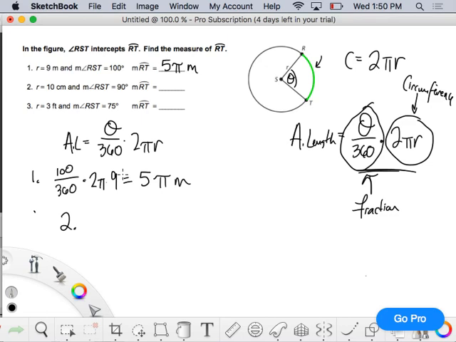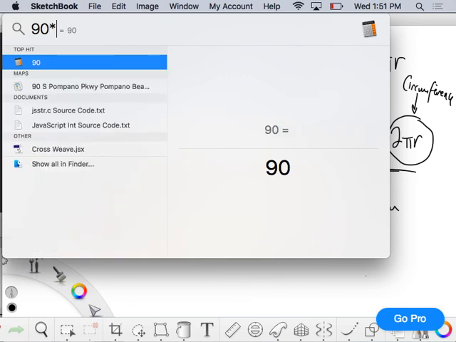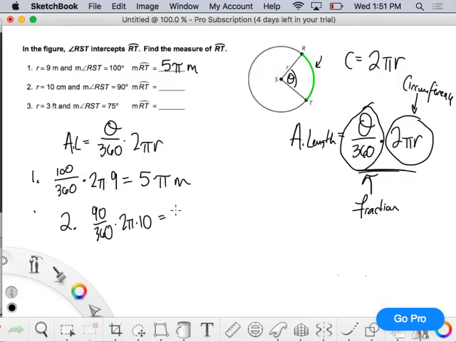All right. So, how do we do this? Theta is 90 degrees. 90 over 360 times 2 pi. Radius is 10. Okay? 90 times 2 times 10 over 360 is 5. Multiply that by pi. We get 5 pi. The units are centimeters. So it's 5 pi centimeters.